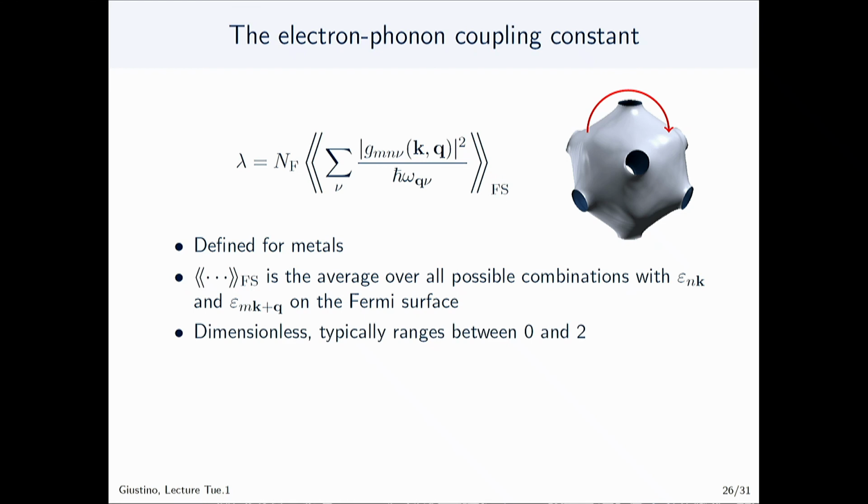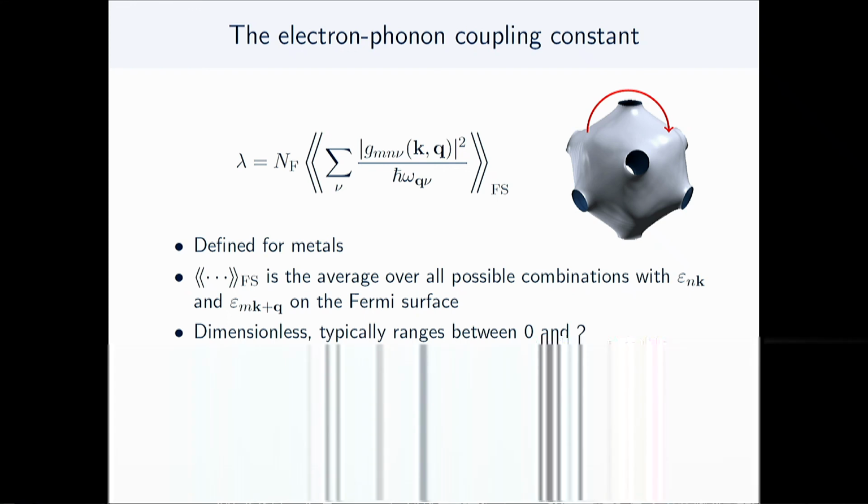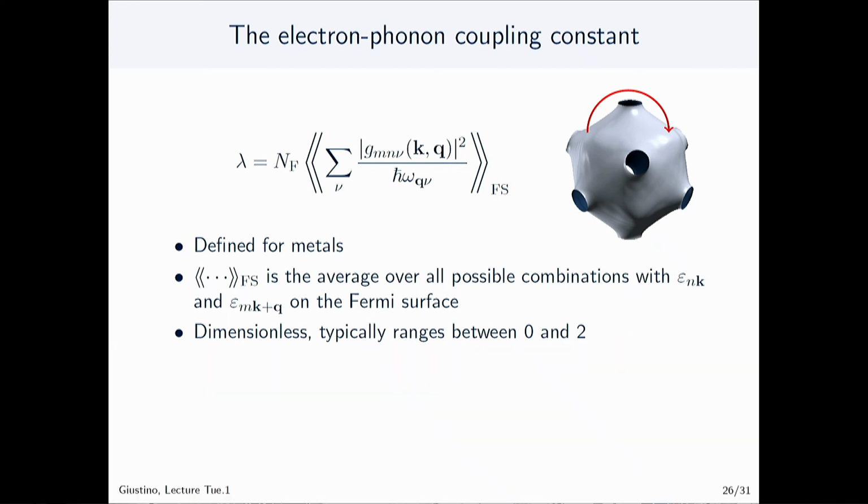Typically, it takes a value between 0 and 2. When you hear that some systems have strong electron-phonon coupling or small electron-phonon coupling, typically people mean that if this number is between 0 and 0.2, 0.3, it's very weak coupling, and if it's about that, it can be moderate coupling. If it's about lambda equal 1, it's a large coupling, strong coupling. But this is really just historical, people have been using these terms, but it's very qualitative. There is nothing really formal about that.